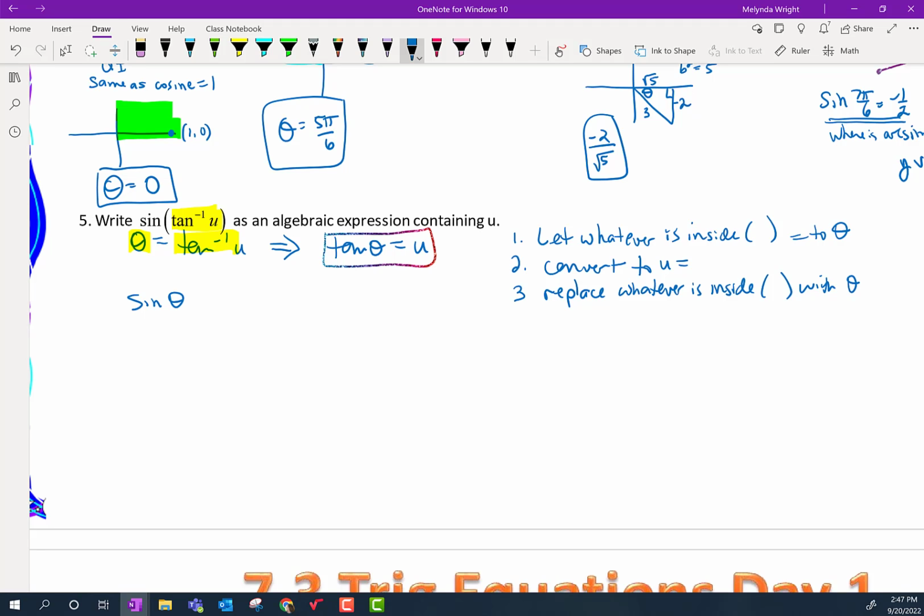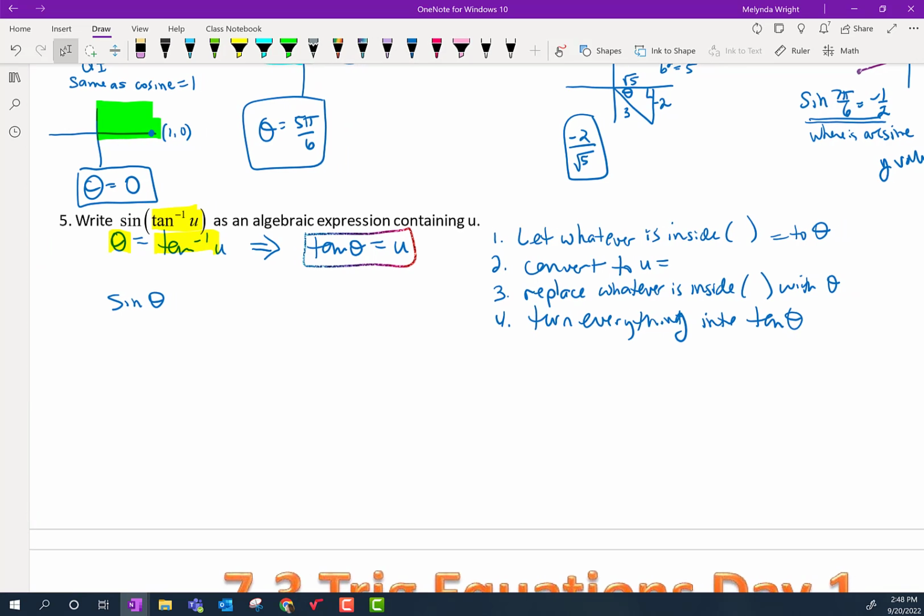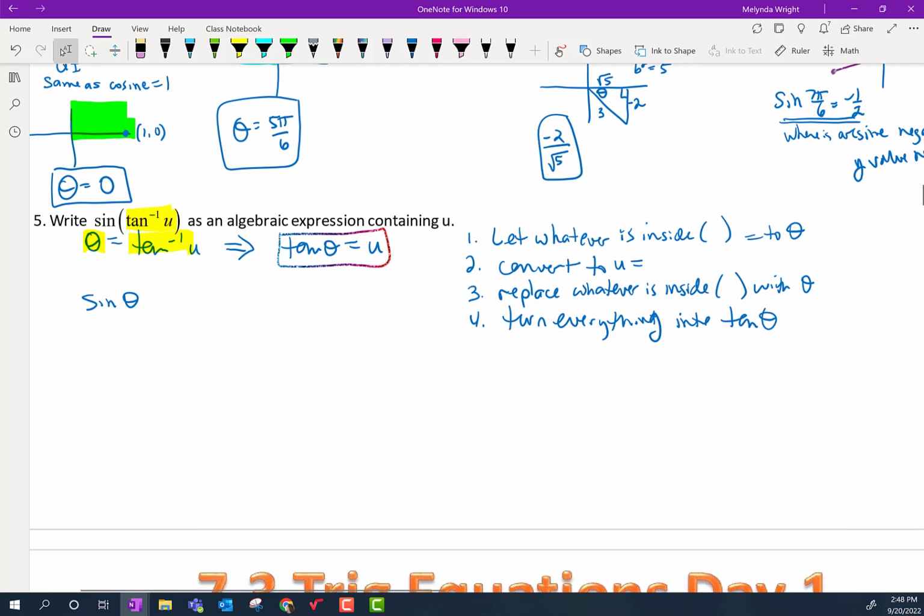So, what is our 4th step? We need to turn everything into whatever we had the u. So in this case, tangent theta. We need to turn everything into tangents. I mean, that's our goal. Why?